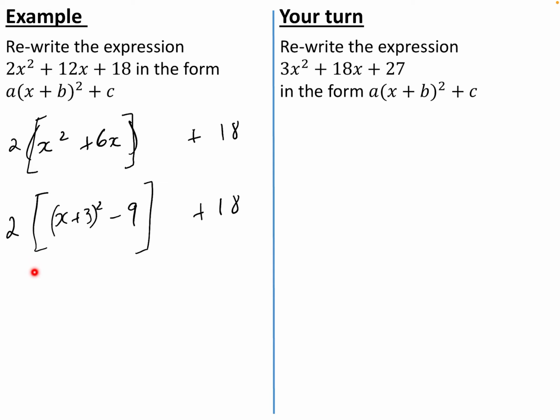Expanding this part back out, remember this 2 is just times these square brackets, so I'm going to have 2 lots of x plus 3 squared, take away 2 lots of 9, which is 18, and I've still got that plus 18 on the end. Finally, I want to combine like terms, and this time these two terms cancel each other out. That won't always happen. Sometimes they will add up and create a number on the end. So my final answer is 2 times x plus 3 squared.